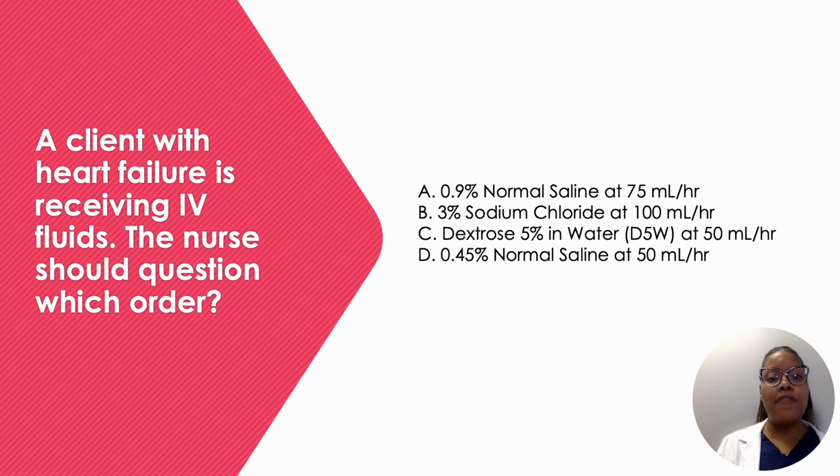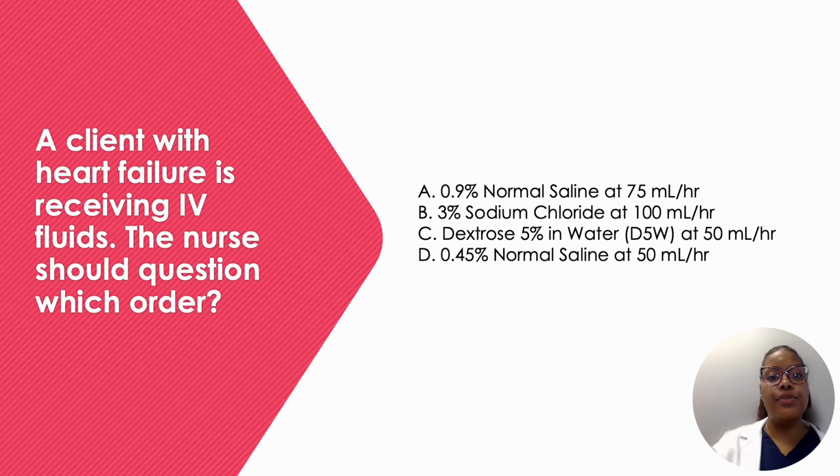A client with heart failure is receiving IV fluids. The nurse should question which order. Is it A, 0.9 normal saline at 75 mL per hour? B, 3% sodium chloride at 100? C, dextrose 5% in water at 50 mL? Or D, 0.45 normal saline at 50 mL?